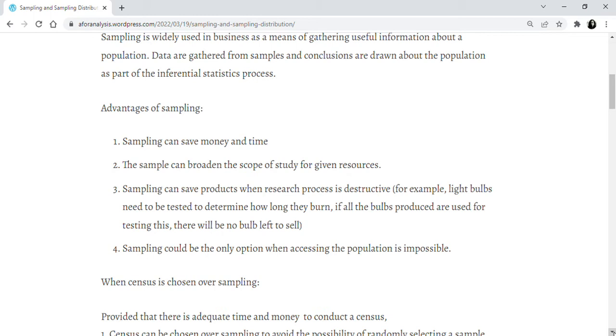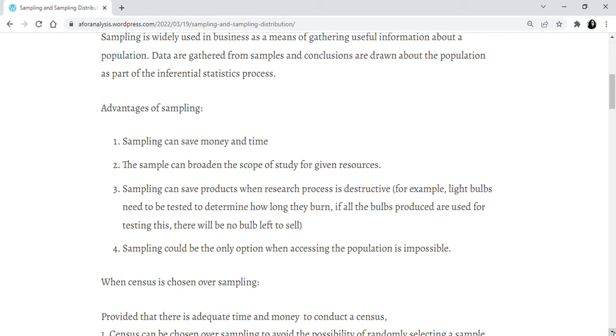Number three, sampling can save products when the research process is destructive. This is a very good example. Say, for example, we are working with light bulbs and we want to know how long they can burn. If we want to test all the light bulbs we have produced, then we will end up burning up and destroying all of them. Instead, to know how long each light bulb can last, we can take a small sample, do our experiments on that, and based on our observations, we can make a comment on the entire batch, or on the entire population of light bulbs.